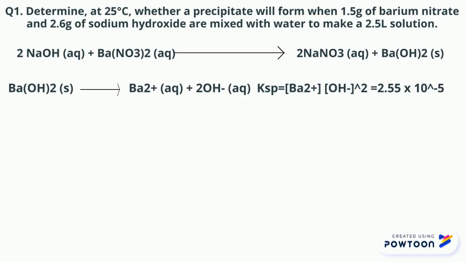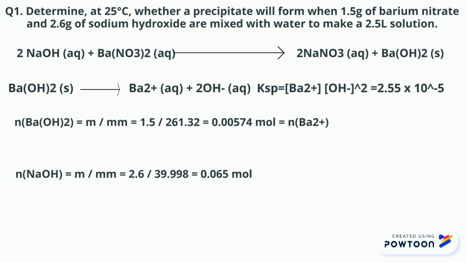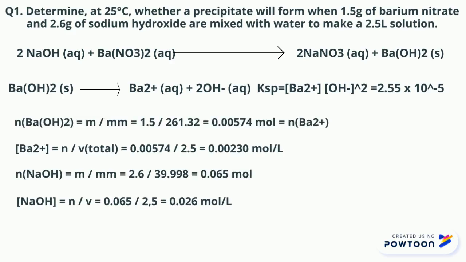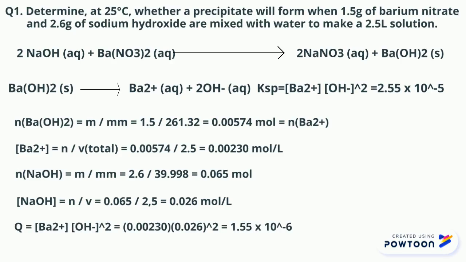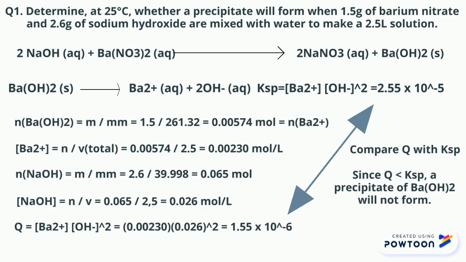The first step is to calculate the moles of the participating ions. Then find their concentrations using the total volume of the solution. We then calculate the reaction quotient Q and compare its value with the Ksp value. Since Q is less than Ksp, a precipitate will not form.